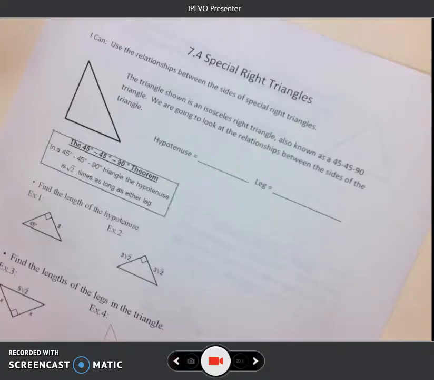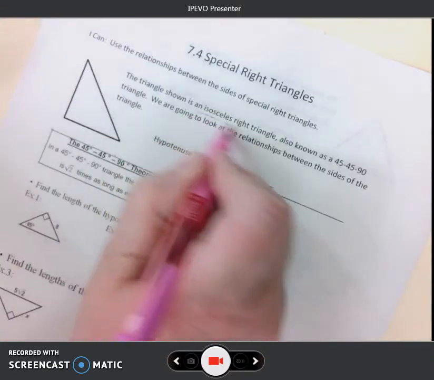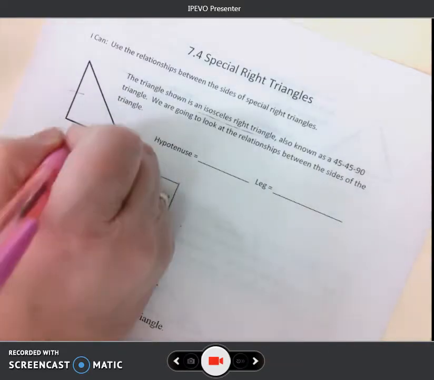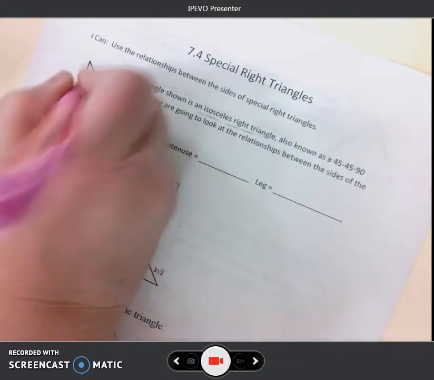We're going to be looking at special right triangles. In this lesson, we're going to focus on the 45-45-90, also called an isosceles right triangle, because we have two sides that are equal and two angles that are equal.